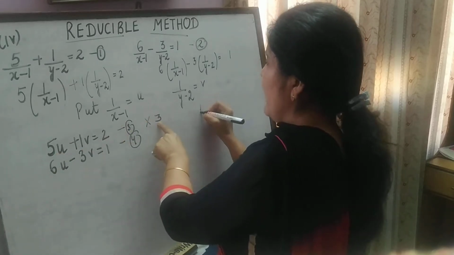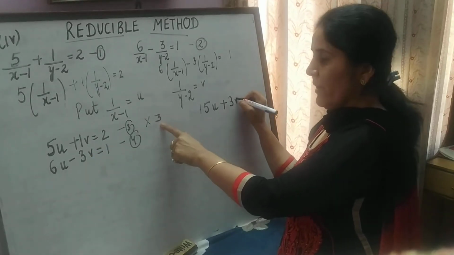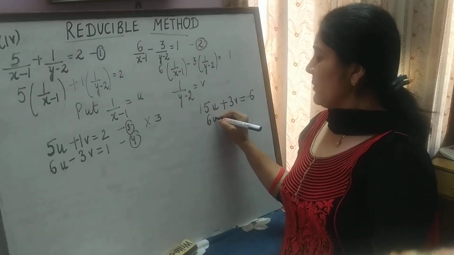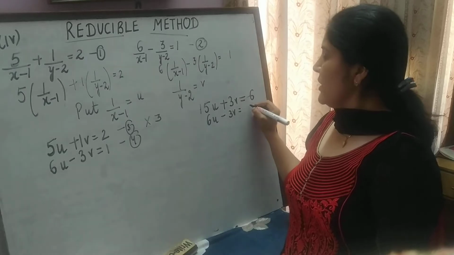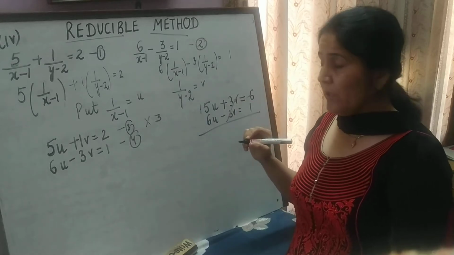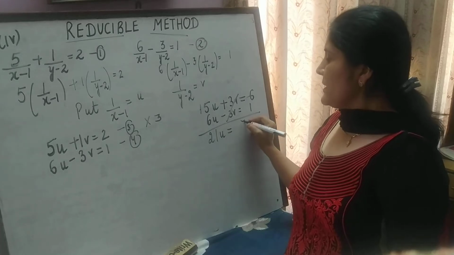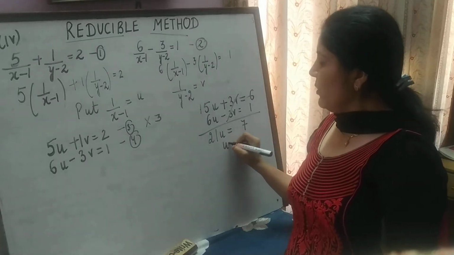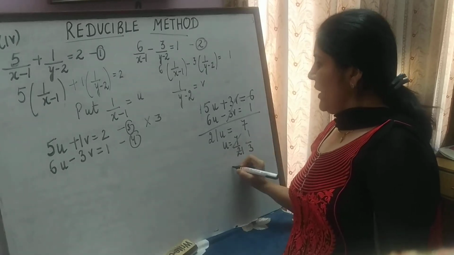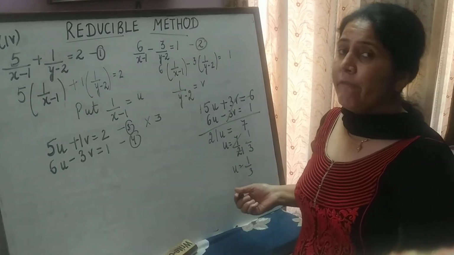Let us multiply the third equation by 3. 5u multiplied by 3 is equal to 15u. 1v multiplied by 3 is equal to 3v. 2 multiplied by 3 is equal to 6. Next equation, 6u minus 3v is equal to 1. As you can see, the signs are opposite, so we can cut both these. 15u plus 6u is equal to 21u. 6 plus 1 is equal to 7. u is equal to 7 upon 21. Let us convert into lowest form, and you can see the value of u is equal to 1 upon 3. I have found out the value of u.